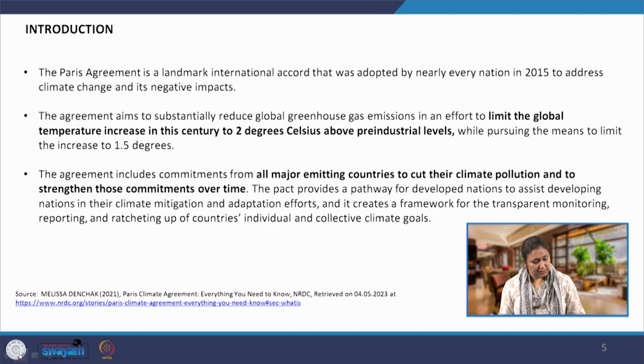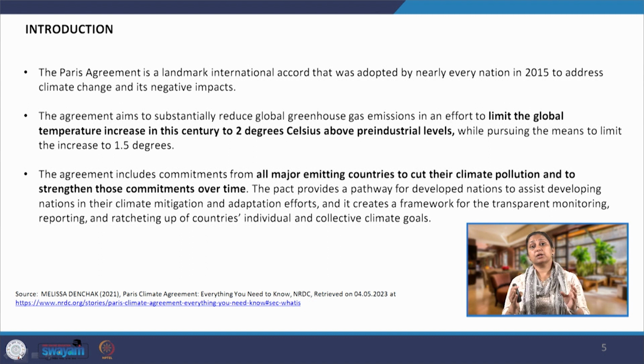So, Paris Agreement is considered to be a landmark international accord that was adopted by nearly every nation in 2015, unlike Kyoto Protocol, where we saw that some of the biggest parties withdrew from becoming a signatory, or did not ratify Kyoto Protocol. But here, as part of Paris Agreement, it was adopted by nearly every nation in 2015. That was the COP15 that was held in Paris.